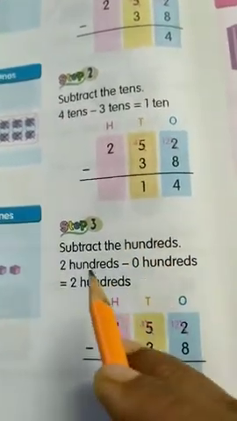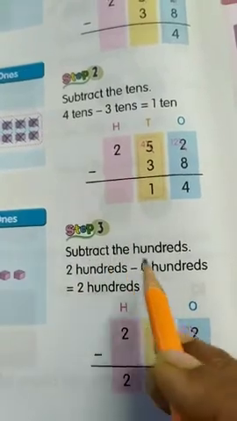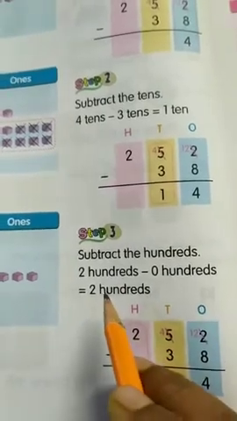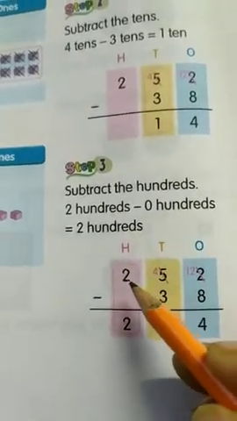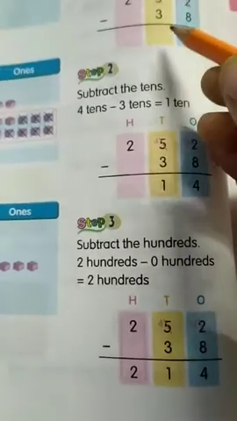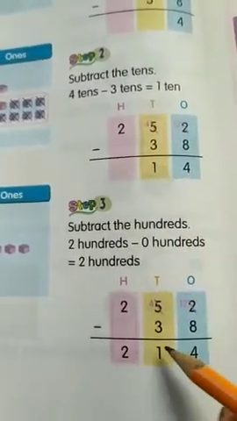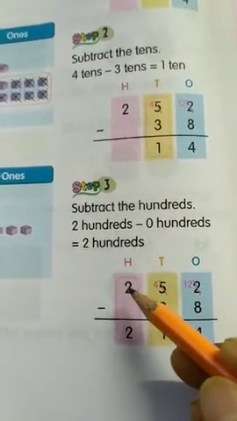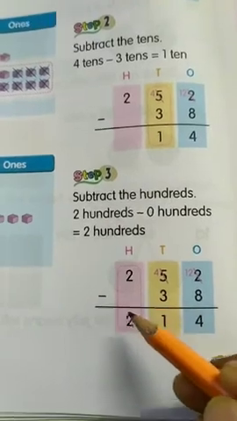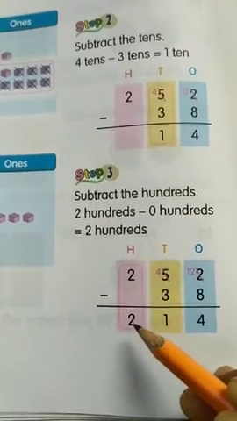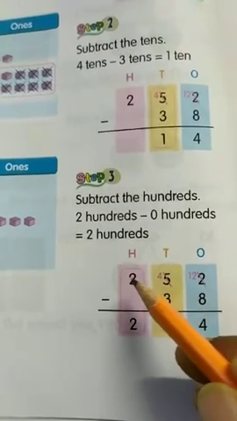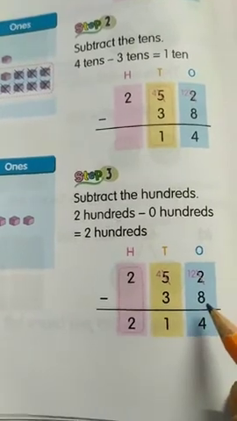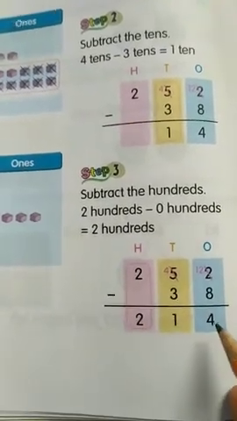Now we will do the third step. Subtract the hundreds. 2 hundreds minus 0 hundreds is equal to 2 hundreds. You see, these two are all the same, which was done in the first and the second step. So the answer and everything is the same. Only we have to see the third one now. So 200 minus 0 hundred is equal to how many? 2 hundreds. Okay, so the answer will be 252 minus 38 is equal to 214.